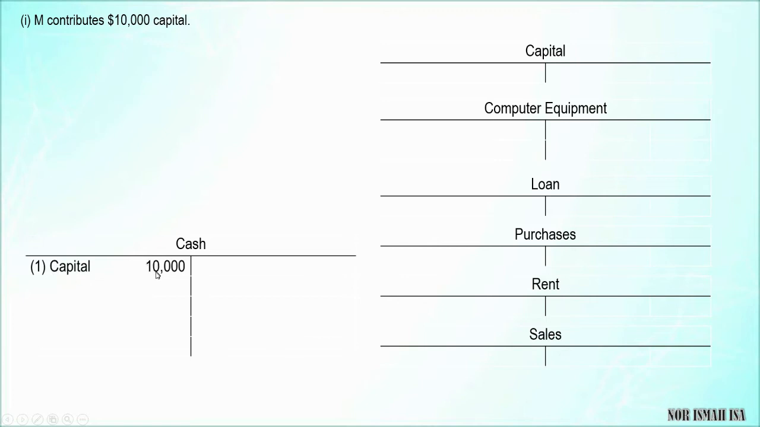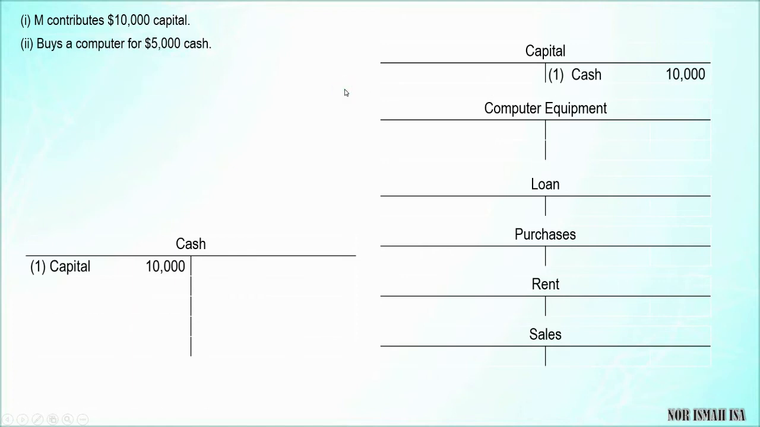This cash comes from the owner as capital. So this is the opposite side, which is capital. So we go to the capital account. The capital also increases in the business, so you should credit the capital account with 10,000 also. The description here is the opposite account, which is cash.